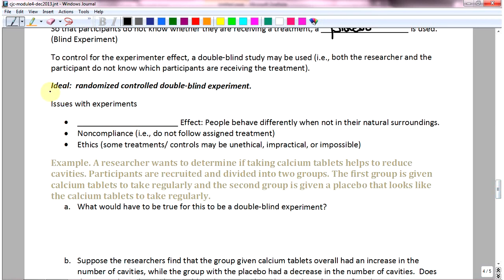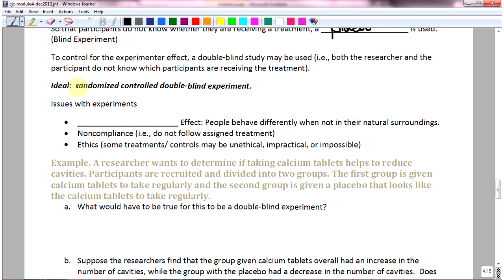So the ideal design would be a randomized, controlled, double-blind experiment. So the participants are randomly assigned to receiving a treatment or receiving the placebo. We'd have a control group, and neither the participants nor the researchers would know who is in which group.